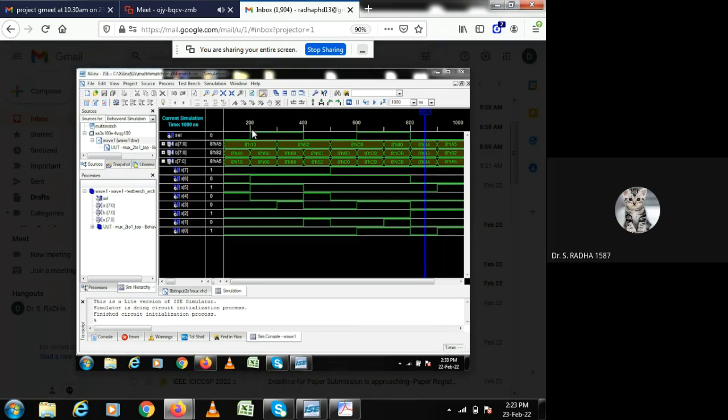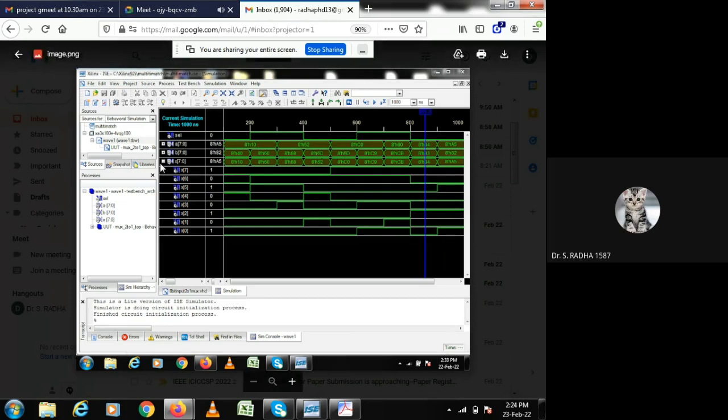There is a selection line. When the selection line is 0, A should come at the output. The output is X here. You can see A and X are the same when the selection line is 0. When the selection line is 1, the output should be B. So B and the output are the same until the selection line is 1. Again the selection line is 0, so A should come at the output, and A and output X are the same.